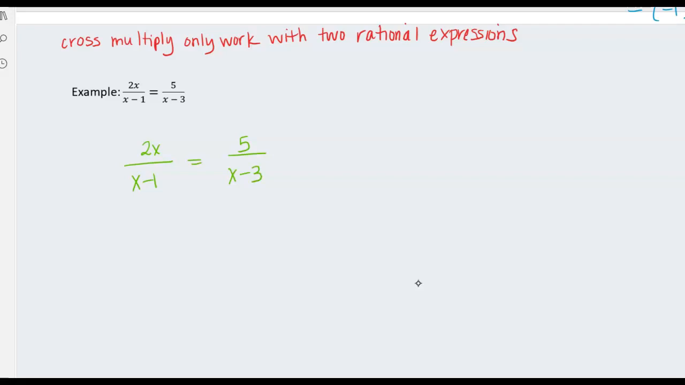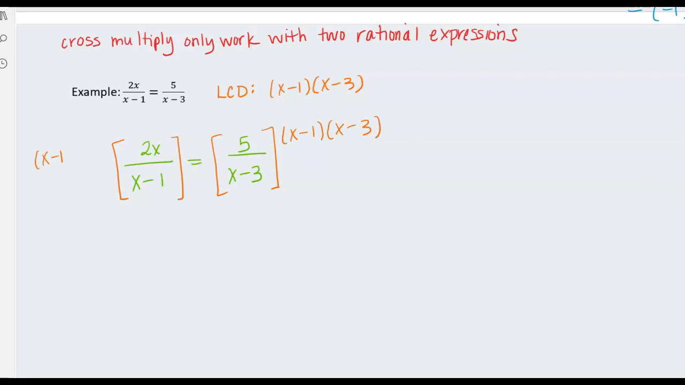In this case, I have two different denominators. I have x minus 1 and I have x minus 3, and they don't have anything in common. So the least common denominator for this is going to be both of those two numbers multiplied together, x minus 1 times x minus 3. So I will multiply both sides of this equation by that least common denominator. X minus 1 times x minus 3, and x minus 1 times x minus 3.